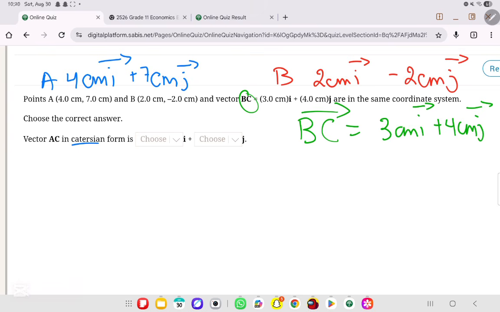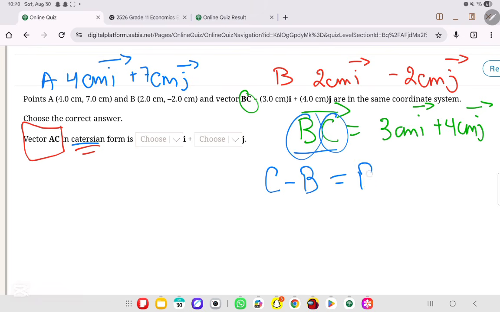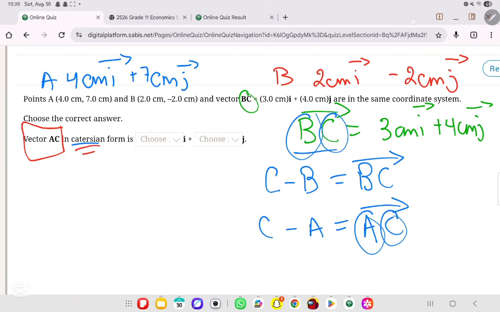So now, what do we need to find? We need to find vector AC in Cartesian form, right? So now, I'm going to explain something very important. First of all, how did we get BC? BC is the last term, or the term to the right, minus the term to the left. So it's the last term minus the first term. So in this case, it's going to be C minus B is equal to BC, right? And so if I want to find AC, that means AC is C minus A, right? So in order for me to find AC, I need to find the value of C, right? So how do I find the value of C?